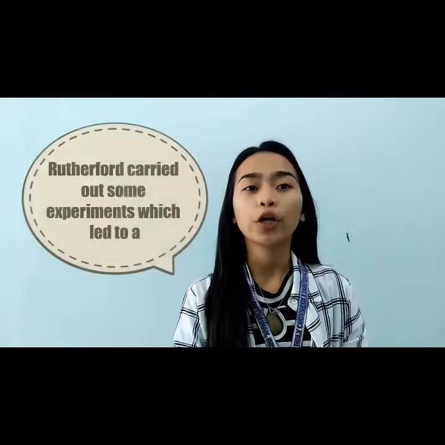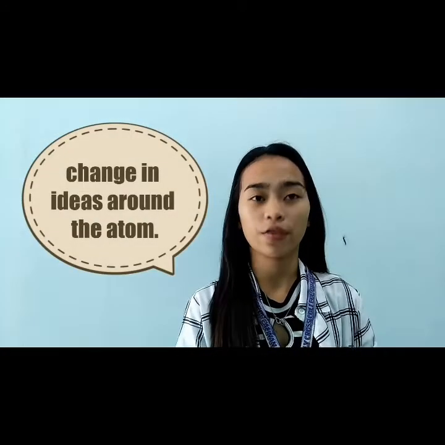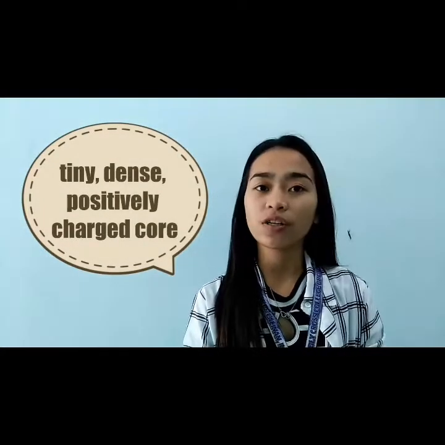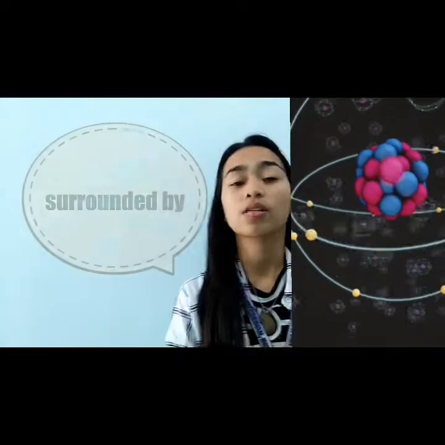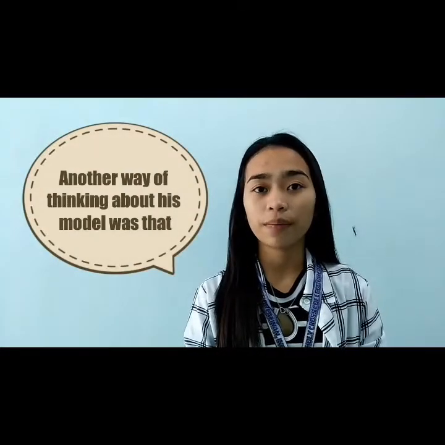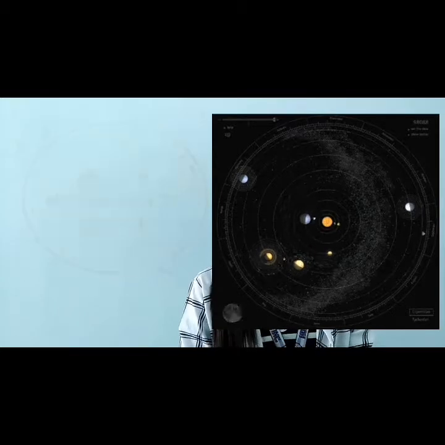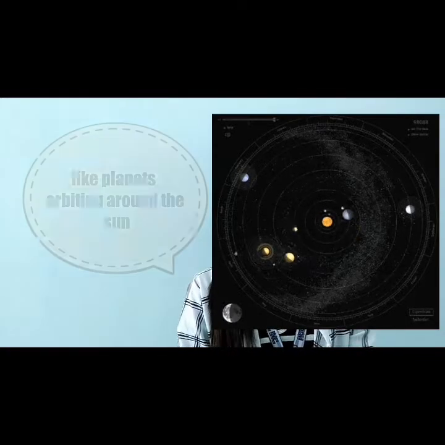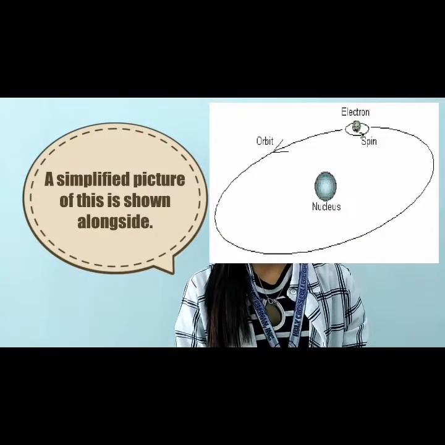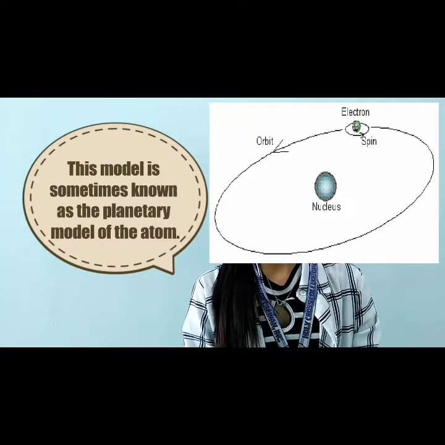Rutherford model. Rutherford carried out some experiments which led to a change in ideas around the atom. His new model describes the atom as a tiny, dense, positively charged core called a nucleus surrounded by lighter, negatively charged electrons. Another way of thinking about his model was that the atom was seen to be like a mini solar system, where the electrons orbit the nucleus like planets orbiting around the Sun. This model is sometimes known as the planetary model of the atom.